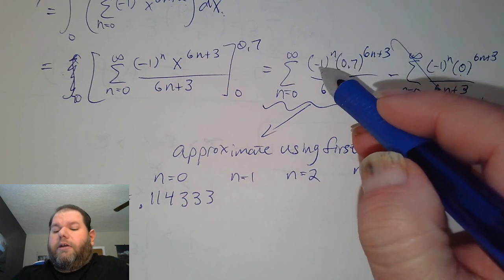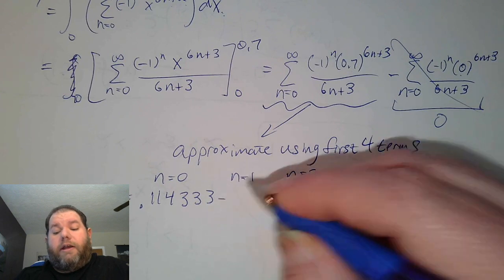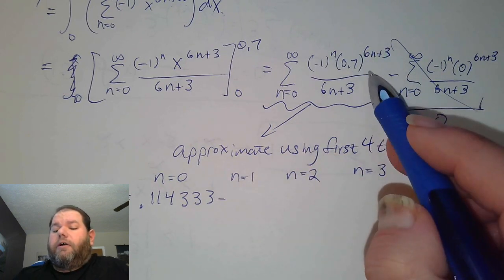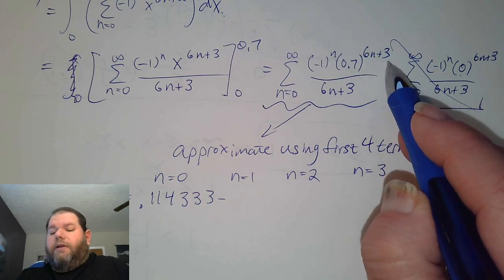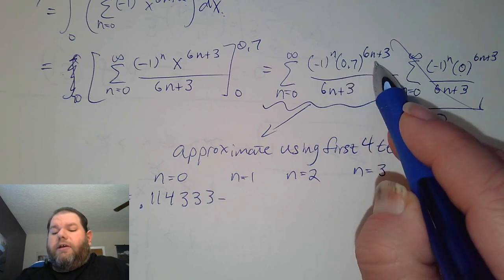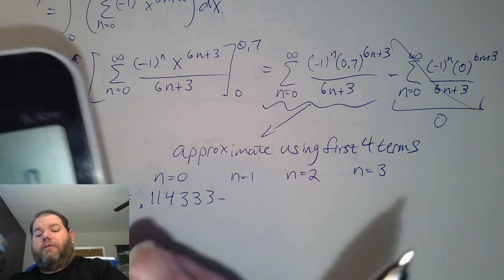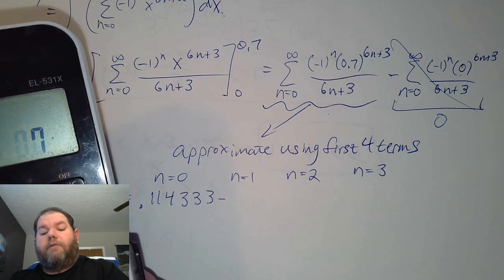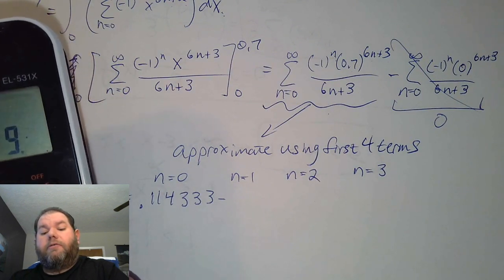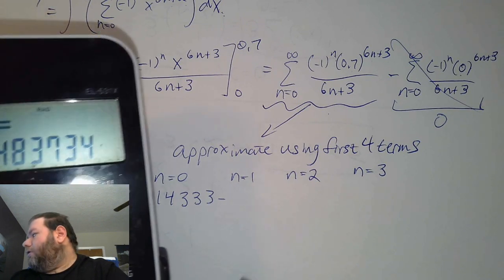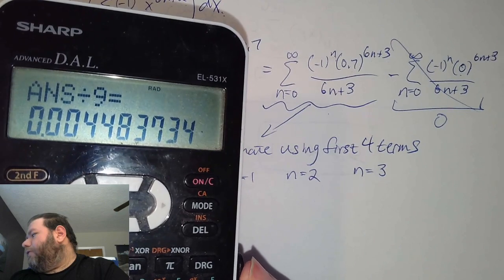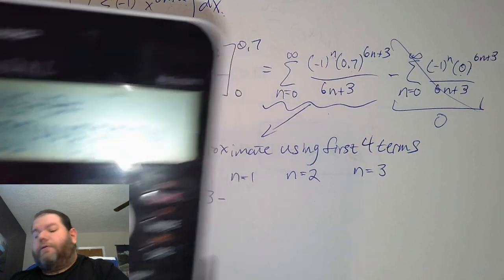All right, n equals 1. So that'll be negative 1 to the first, which is definitely a negative 1. N equals 1 here. 6 times 1 plus 3 is 9. So it'll be 0.7 to the 9 divided by 9. So 0.7 to the 9th power, wow, divided by 9, sorry, 0.004484.